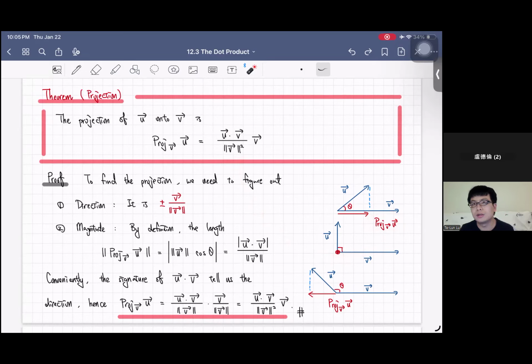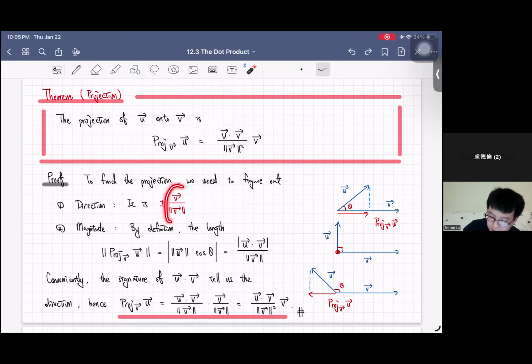So to find a particular vector, there are 2 things to figure out. As I mentioned before, there's 2 pieces of information. One is the magnitude and one is the direction. So now let's first figure out the direction. It's quite simple because you're projecting onto v, right? So it's either this direction or that direction. So it's plus or minus v divided by its length.